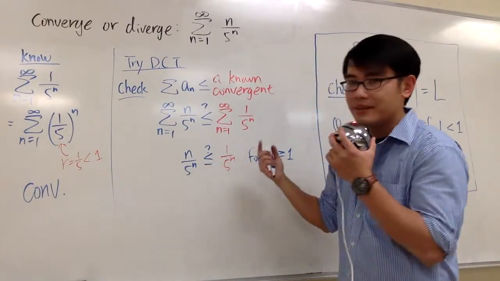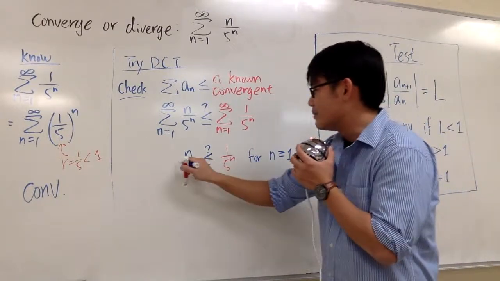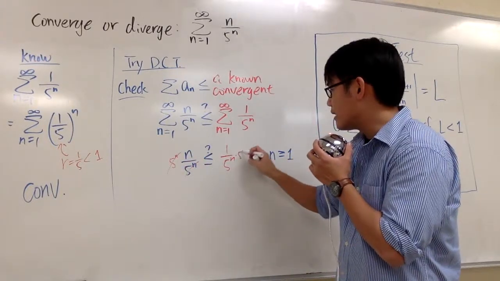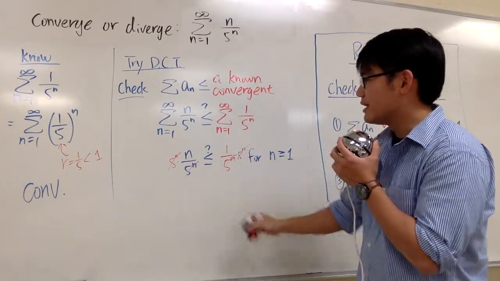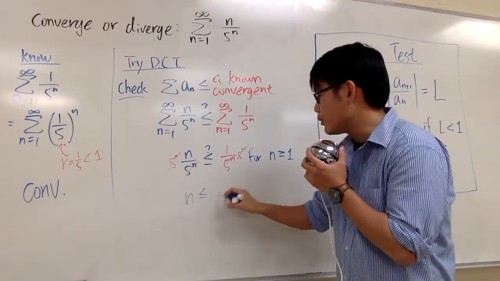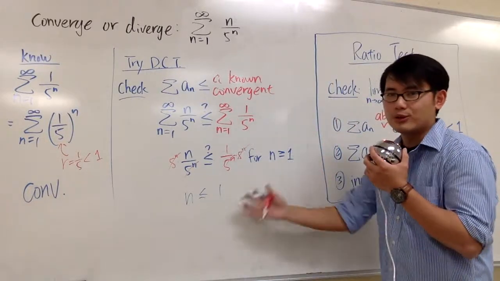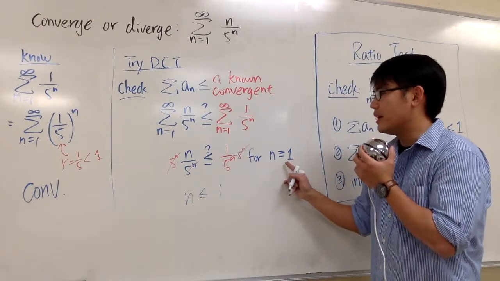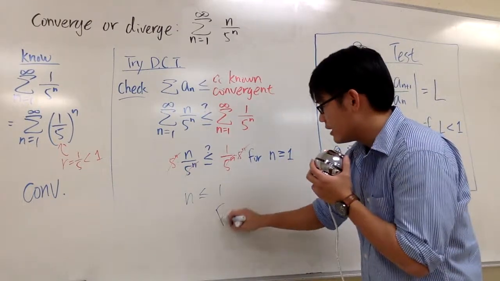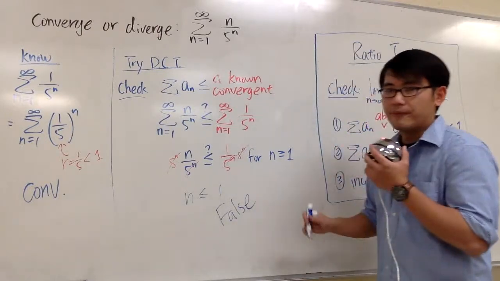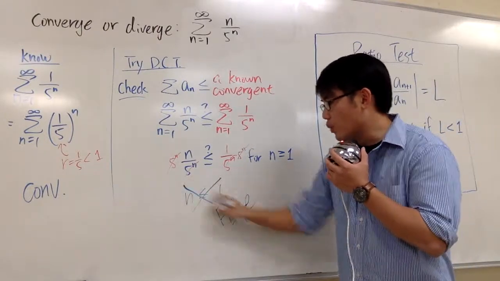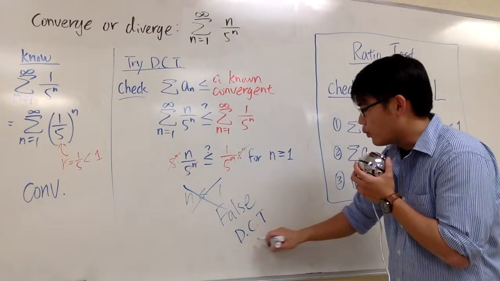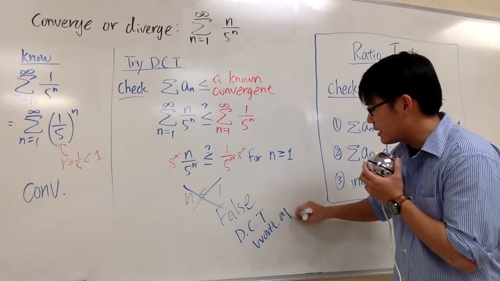Well, this is clearly false, especially after we multiply both sides by 5 to the n. This cancels with that, 5 to the n cancels with this and that. And then here we are saying n is less than or equal to 1, which you see is a contradiction. Here we need to have n less than or equal to 1, but then here we are saying n is bigger than or equal to 1. So this right here is false, because the inequality doesn't work right here. Therefore, we know that the direct comparison test won't apply.